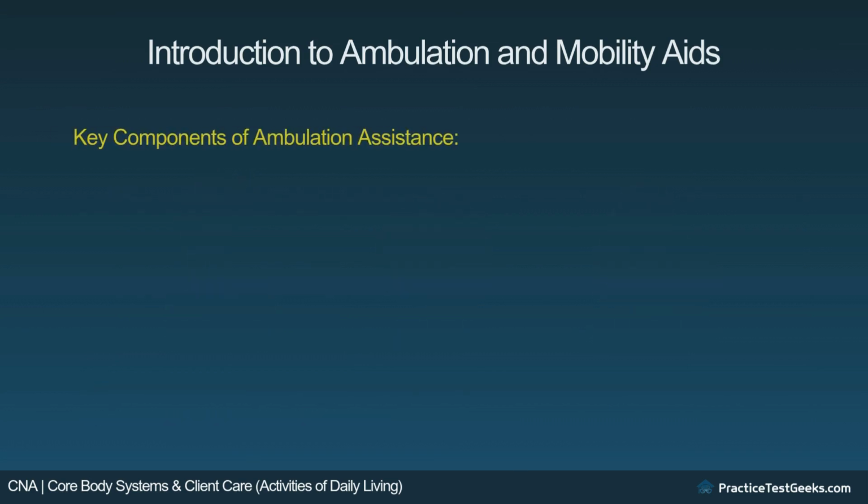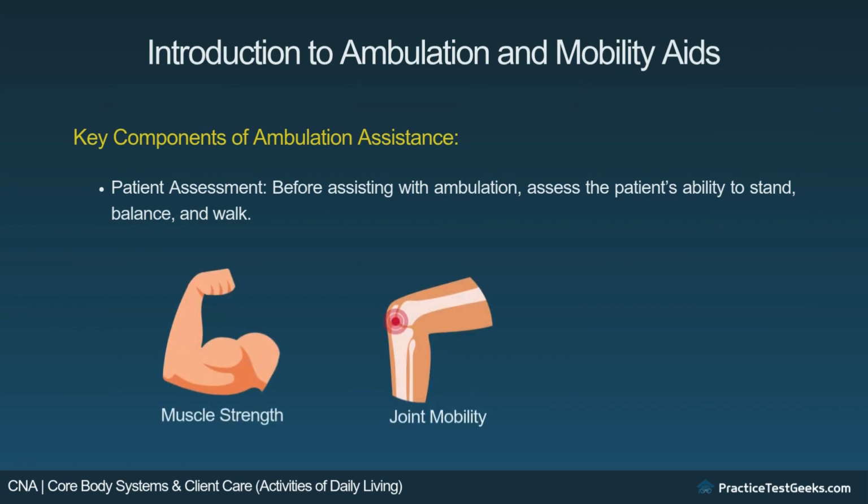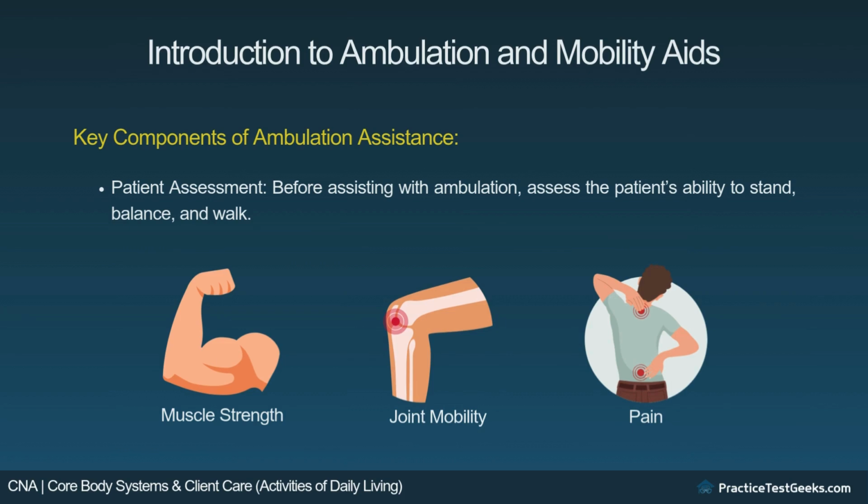Key components of ambulation assistance. Patient assessment. Before assisting with ambulation, assess the patient's ability to stand, balance, and walk. This includes checking for muscle strength, joint mobility, and any pain or discomfort that could interfere with movement.